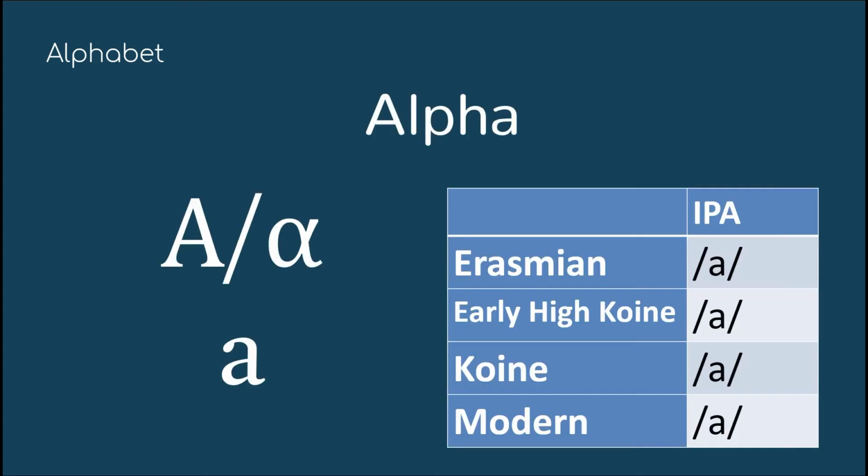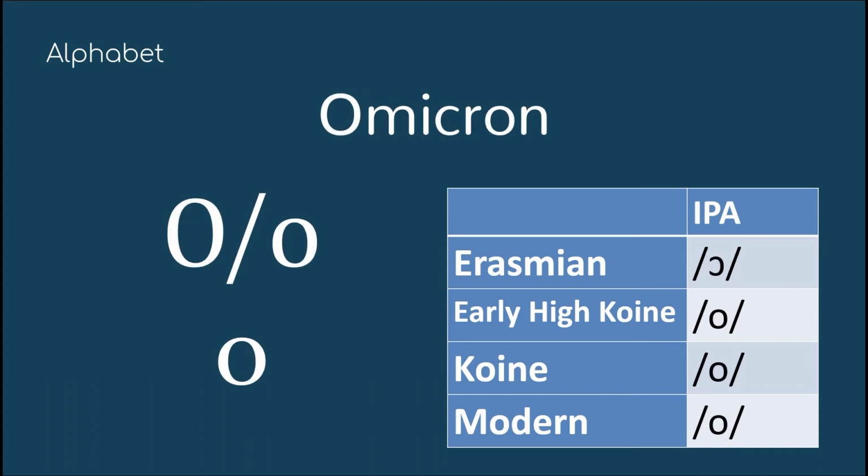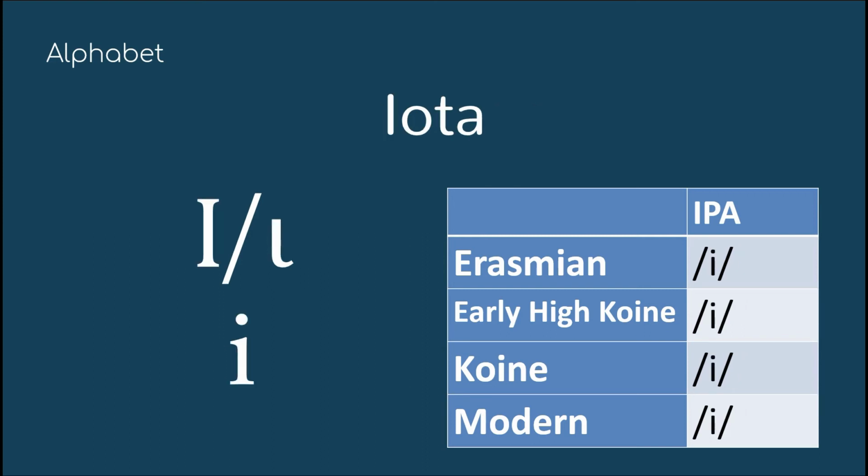We start out with an easy one, alpha. It is pronounced like a in all the systems, and it looks just like our letter A. Omicron is our next letter. It is pronounced like O in all the systems, except in Erasmian, where it is pronounced A. Next we have iota. Iota is similar to alpha. It looks very similar to our English I. However, it is pronounced E, not I, in all the systems.